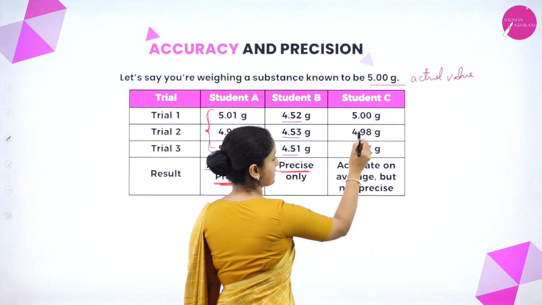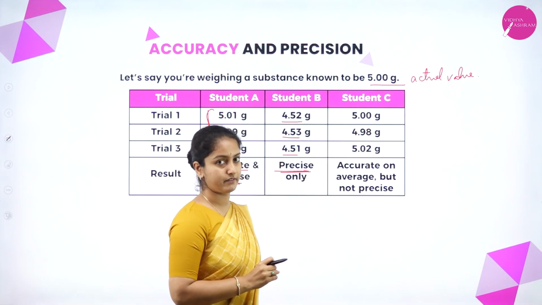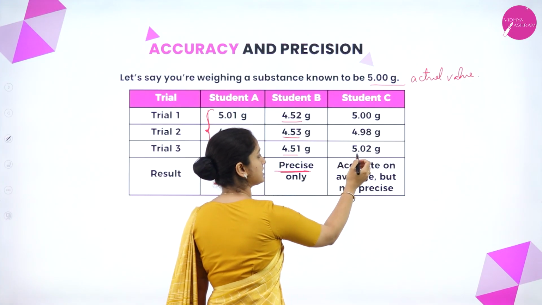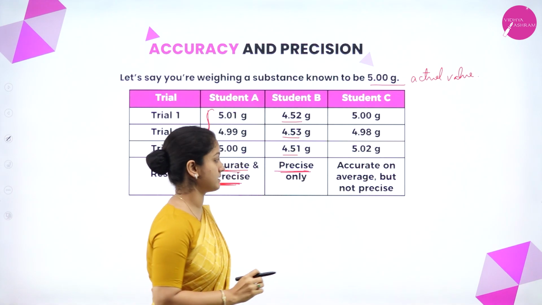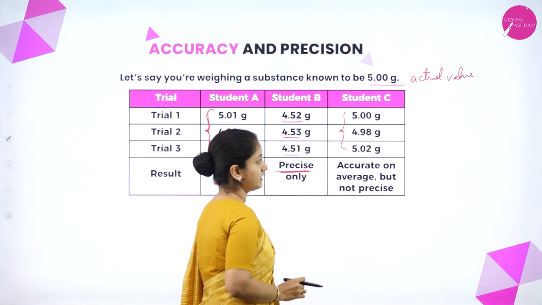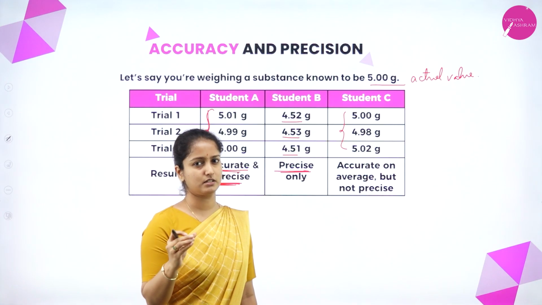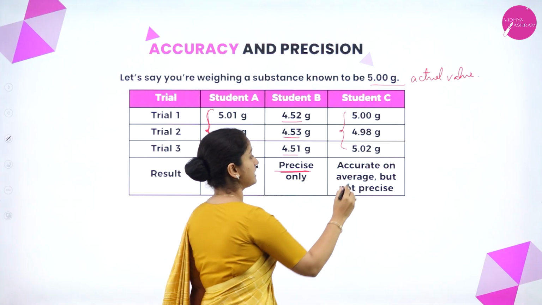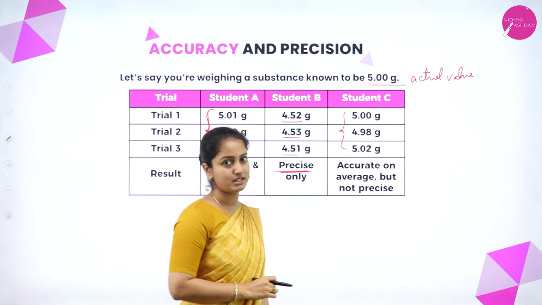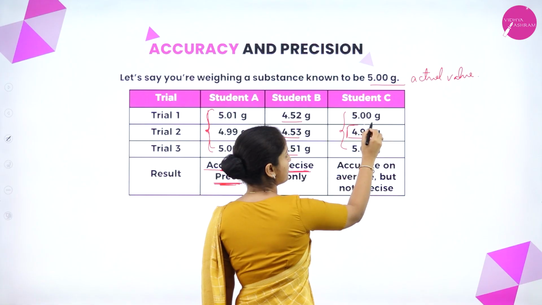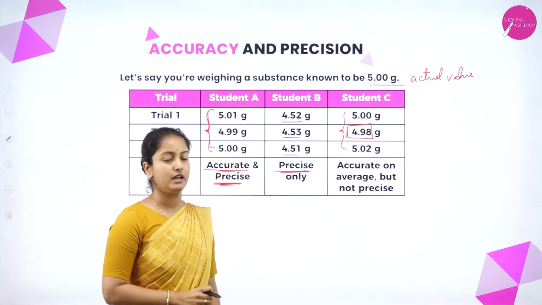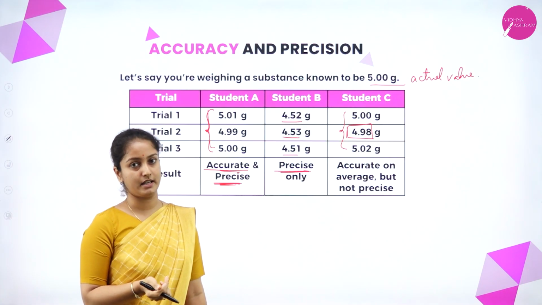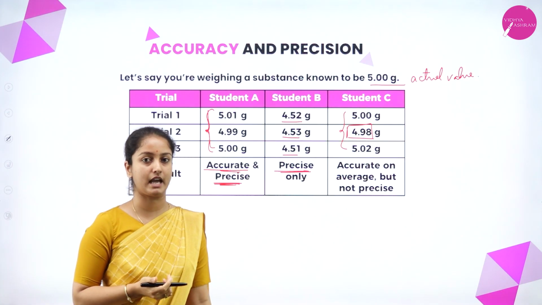Coming to student C, on the first trial he has got 5.00 grams, on the second trial 4.98 grams, and for the third trial 5.02 grams. Here, upon observing, he has got an average of accurate value, not exactly but moderately, but this cannot be called a precise value because there is a difference here. 4.98 gram is not near to 5.00 grams. So through this we can understand the difference between accuracy and precision.